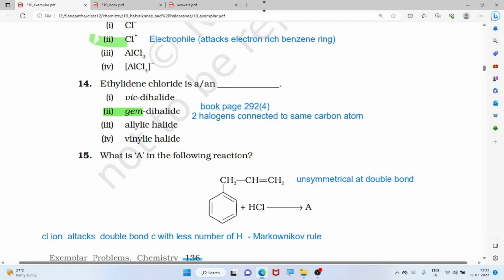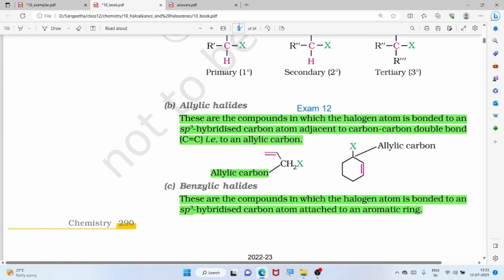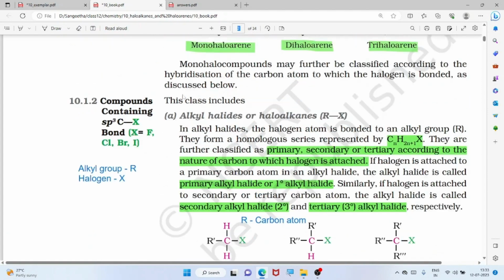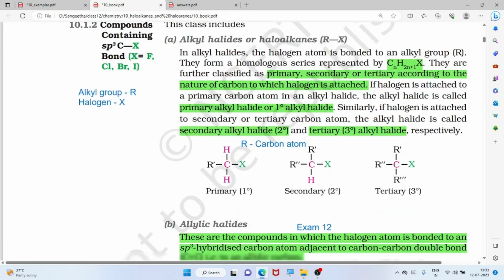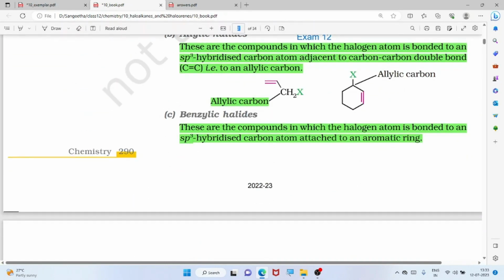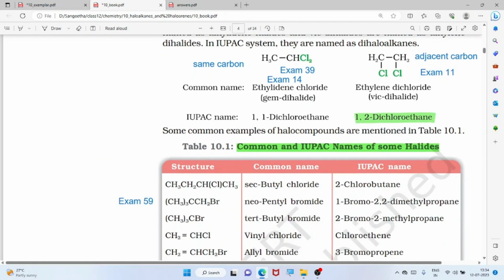Ethylidene chloride has two halogen atoms connected to the same carbon atom. Two halogen atoms are connected to the same carbon atom here. This is the compound.